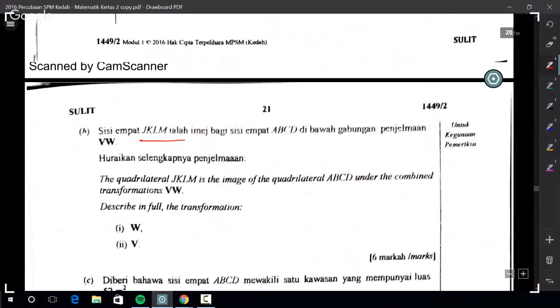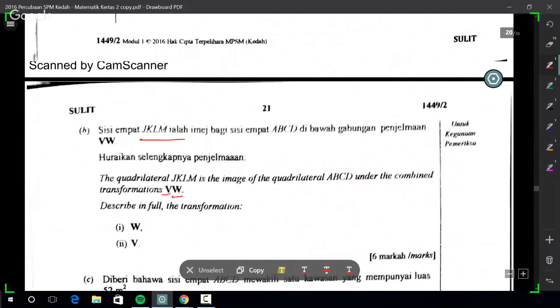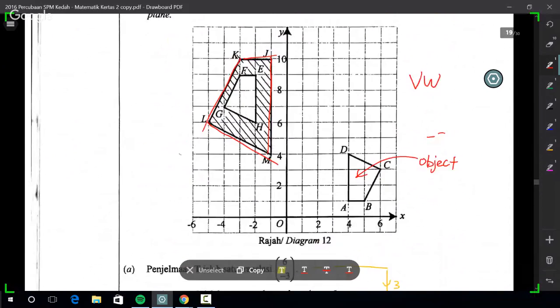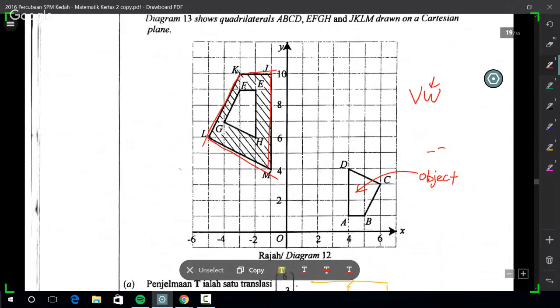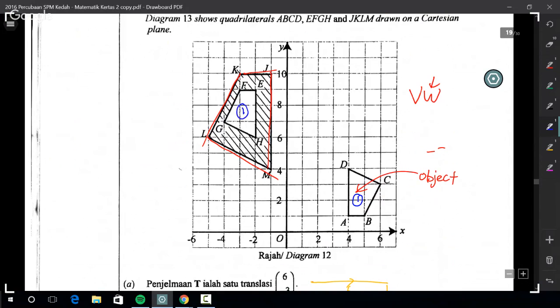VW means we will do W first, and only then we do V. That means we will do the W first. We guess what W is, guess before we actually start to do. So obviously, I know the first action is from the object here, it moved to this one.